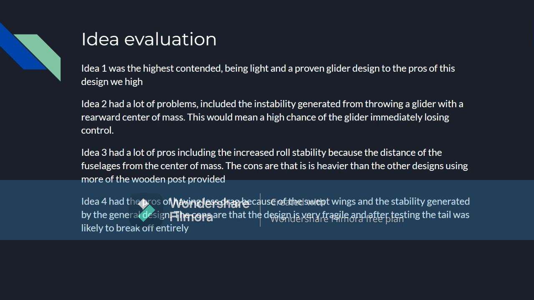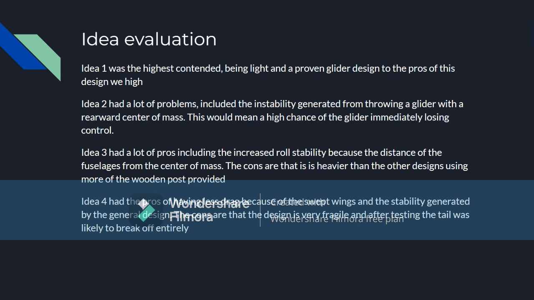Idea evaluation. Idea 1 was the highest contender, being light and a proven glider design, and the pros of this design were very high. Idea 2 had a lot of problems, including the instability generated from throwing a glider with a rearward center of mass. This would mean a high chance of the glider immediately losing control.